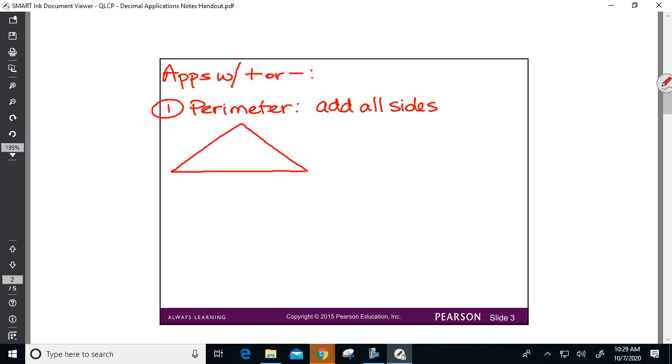So there's a triangle, 4.21 centimeters, 7.96 centimeters, 5.3 centimeters. So if I give you a shape and simply ask you to give me the perimeter, you can do that. Add all the numbers up.